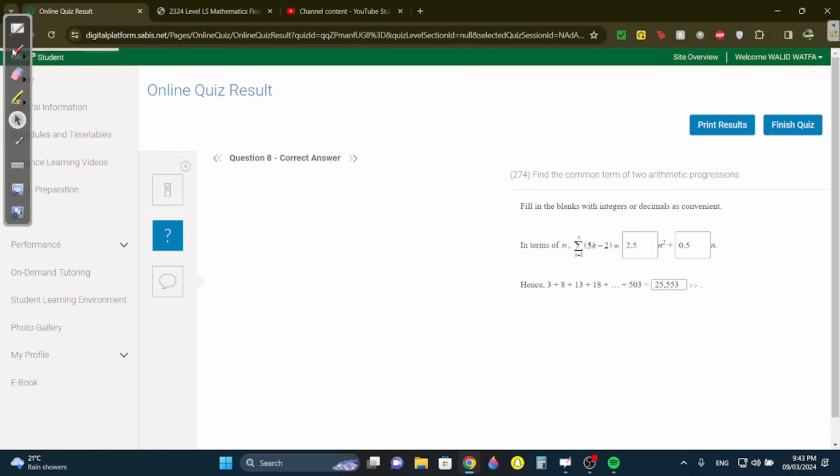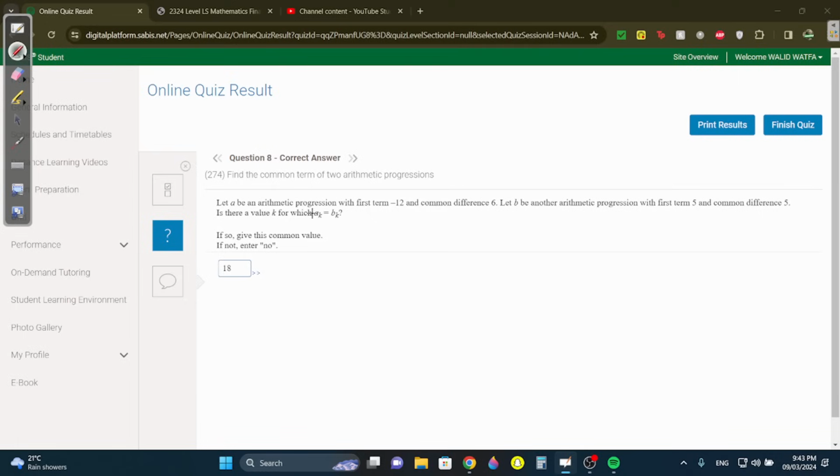Question 8. Let A be an arithmetic progression with first term minus 12 and common difference 6. Let B be another arithmetic progression with first term 5 and common difference 5. Is there a value of k for which AK equals BK?